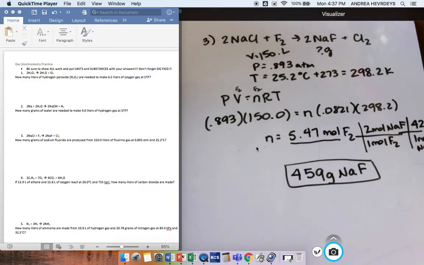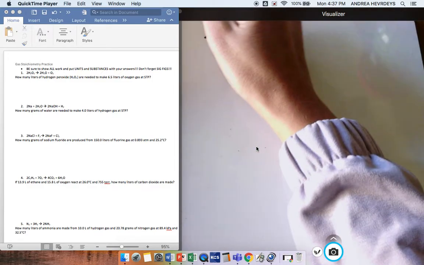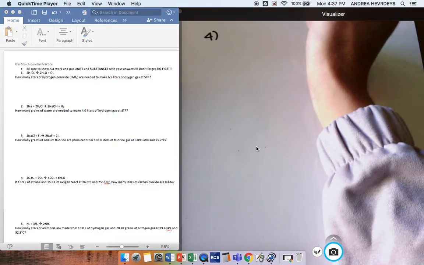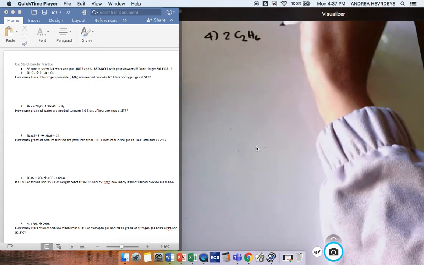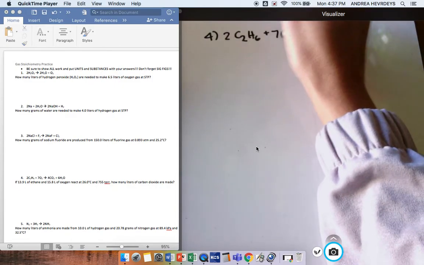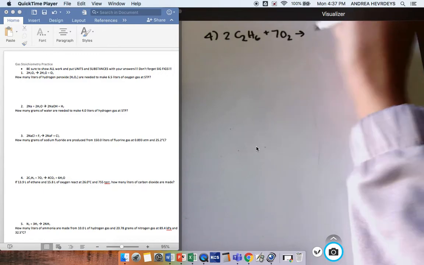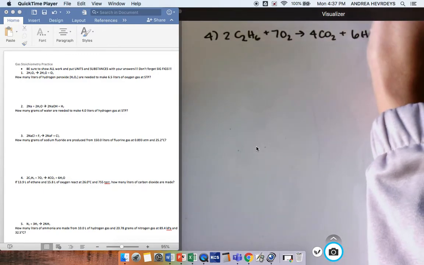Okay. Number 4 is even more complicated in that even the pressure is not in R units. It is in torr. Okay, so for number 4, again, we have a balanced equation. We've got ethane, so 2 moles of C2H6, sorry, and 7 moles of O2 yields 4 moles of CO2 and 6 moles of water.